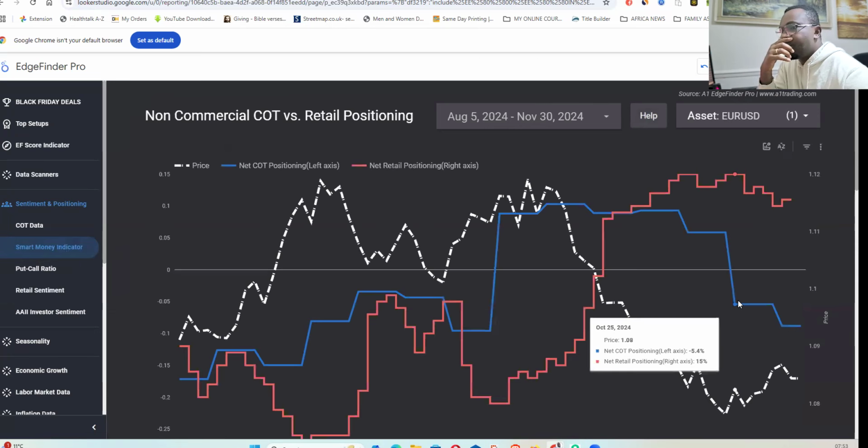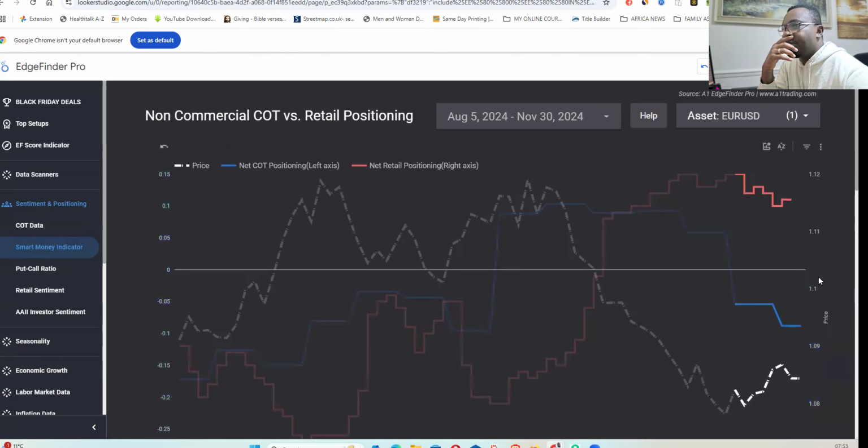This is Euro USD. Now look at the smart money behavior here. This area here, this last bit here. Look at, this is the net COT positioning. This is price, and this is the net retail positioning. So the retail are buying, whereas the big guys are selling it. So you see the difference.